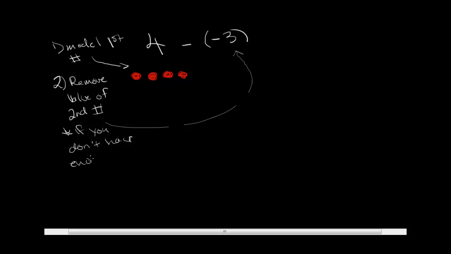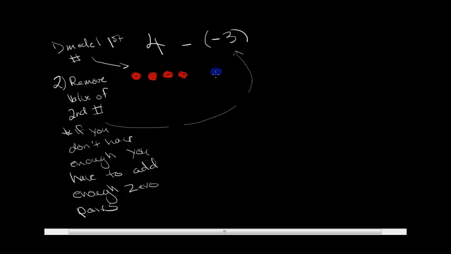If we don't have enough, or any in this case, you have to add in enough 0 pairs. So we're going to go ahead and do that. I'm going to draw my 3 negatives, and then I'm going to draw my 3 positives to make 3 0 pairs. Now I have -3 blue counters to remove.